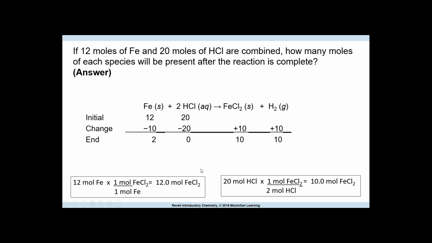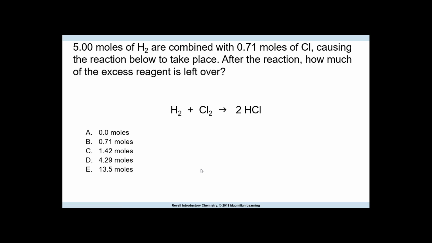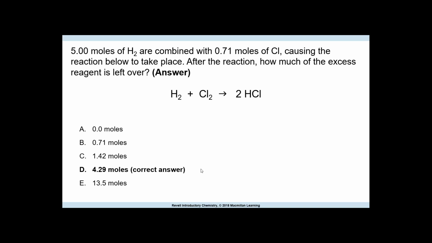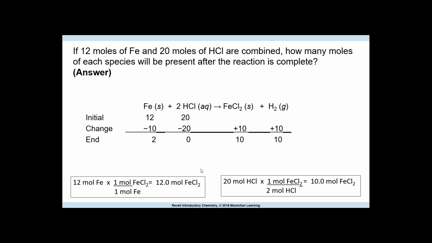5 moles of H2 are combined with 0.71 moles of Cl, causing the reaction below to take place. After the reaction, how much of the excess reagent is left over? I did not do this one. I'm giving you the answer. If you need help with this, let's go through it. But hopefully this example of me breaking it down and the example that's in here helps you understand. It might seem intimidating in the beginning, but really the steps do not change on these problems at all.